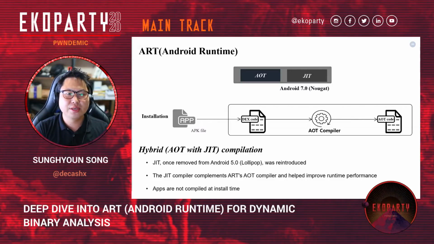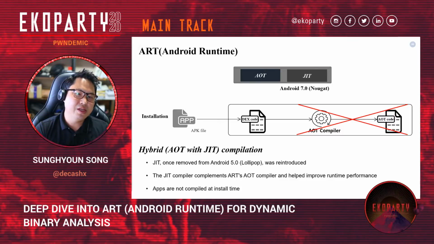So in Android 7, Google reintroduced the just-in-time compiler that was removed in Android 5. The just-in-time compiler complements the AOT compiler and helps improve runtime performance. And they removed the bytecode compiling step in AOT compilation during the app installation. So when will the AOT compiler start working?